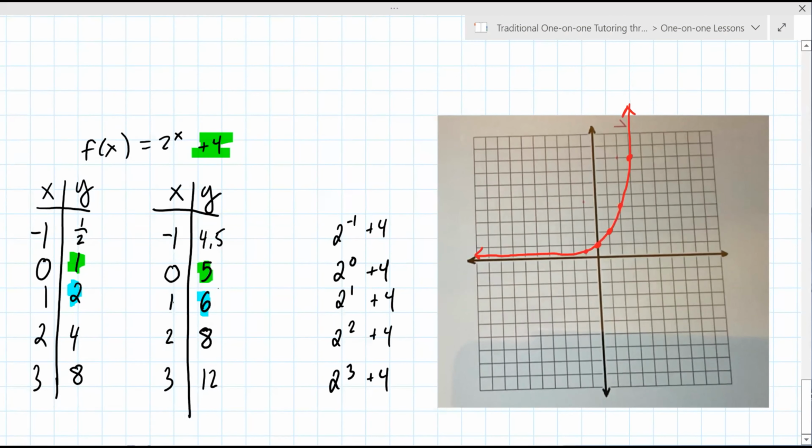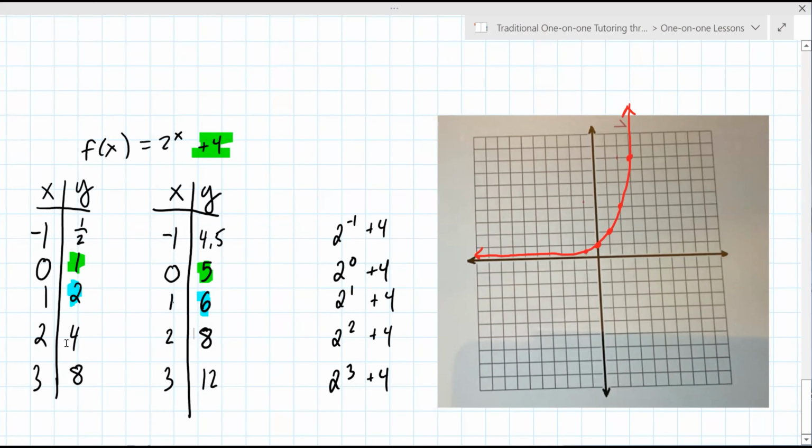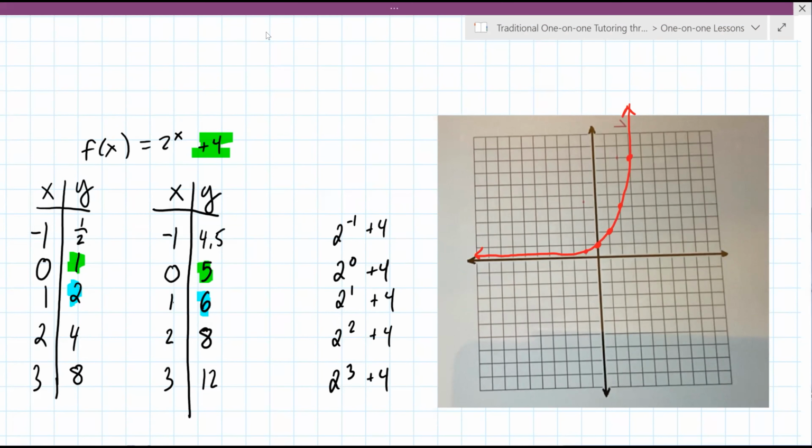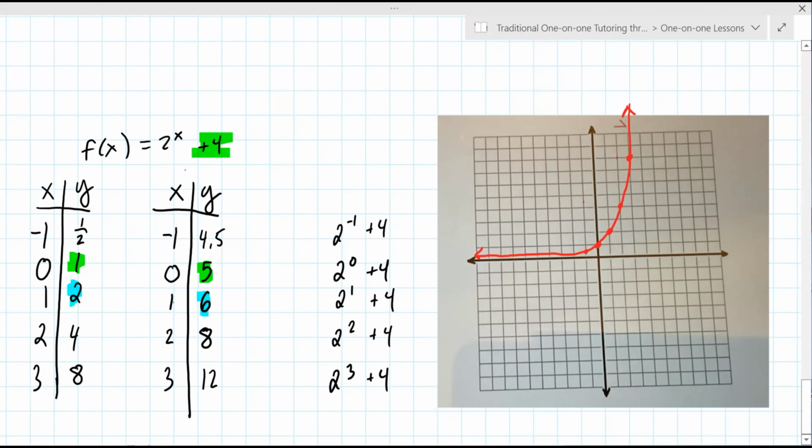Well, the adding 4 only affects the y values. So notice that the 4 on the left here goes up by 4 to 8, 8 goes up by 4 to 12. So we actually didn't need to do this on the right. You could have just moved every point up 4. So there's always a few options. The more math you take, the more options you'll have.